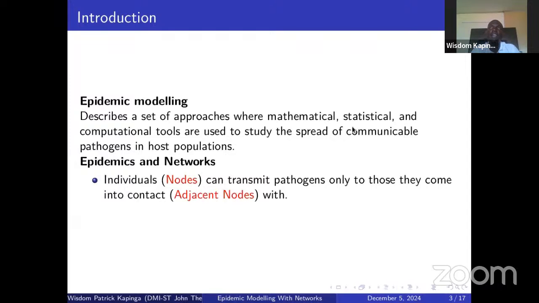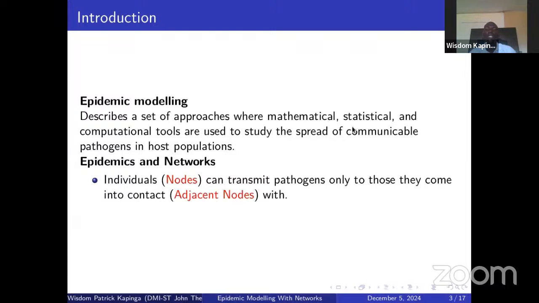So we're looking at a population where there are people who can infect others, and this infection can only happen if these people get into contact. So basically, that's the whole connection between epidemics and networks.